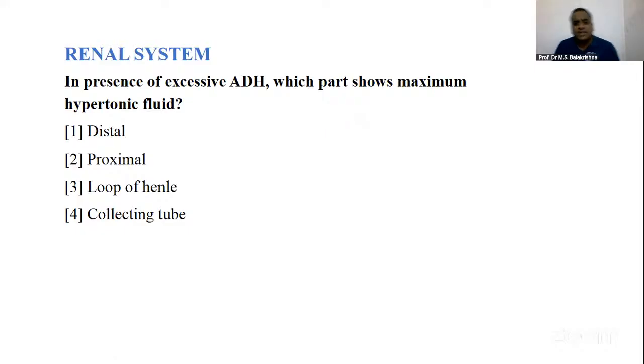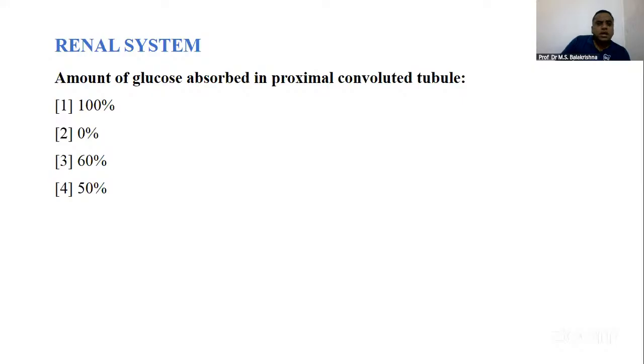In the presence of excessive ADH, antidiuretic hormone, which part shows maximum hypertonic fluid? So that is your collecting tubule. Amount of glucose absorbed in the PCT. So it's all high yielding facts. It's all there in your books. Straight away question, 100% is absorbed.